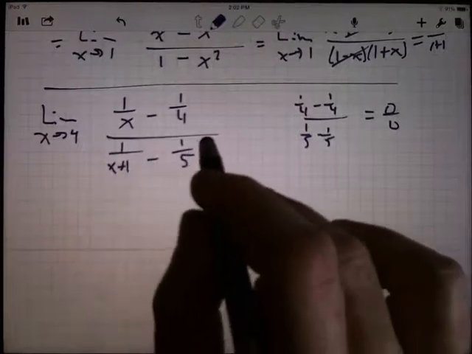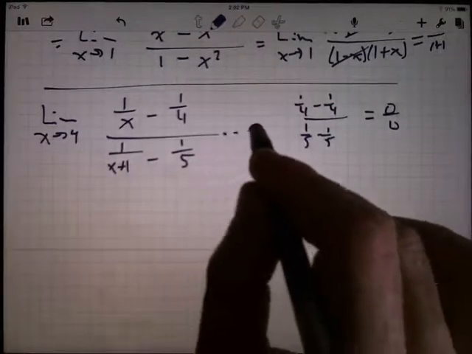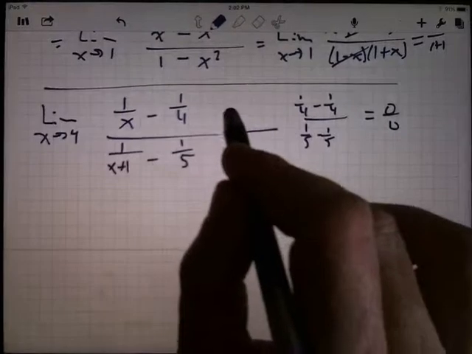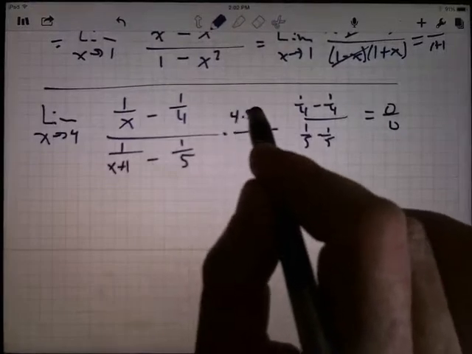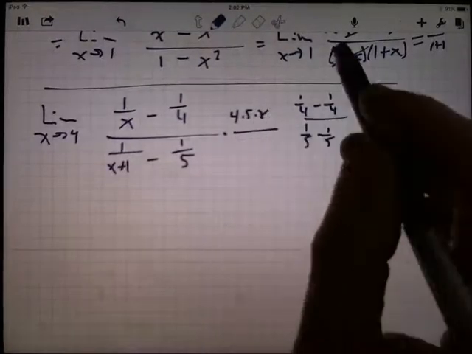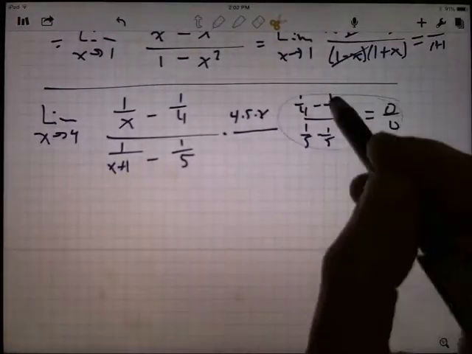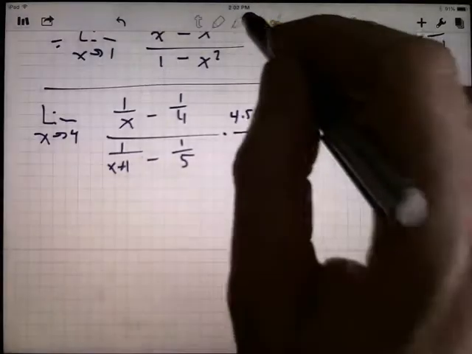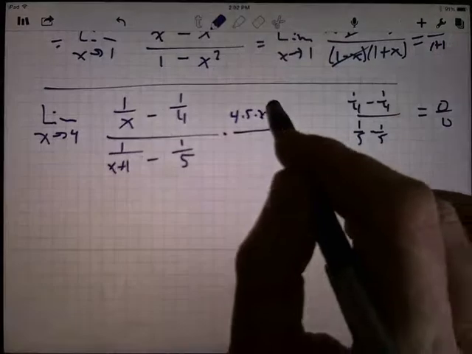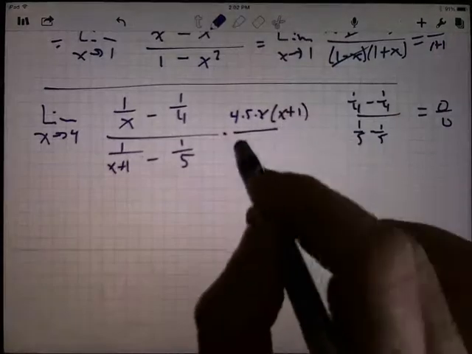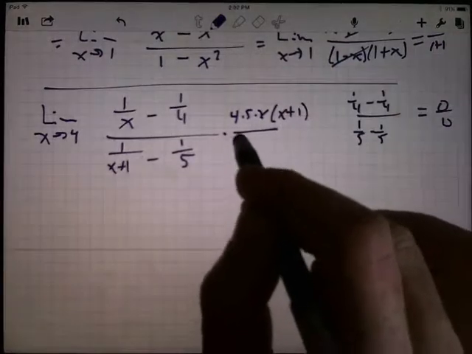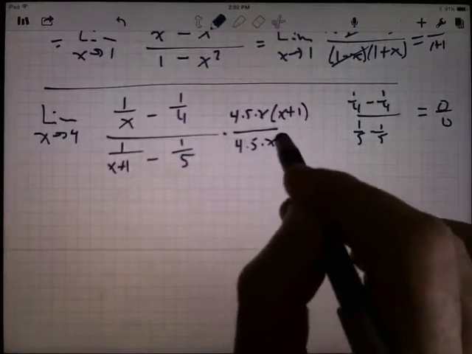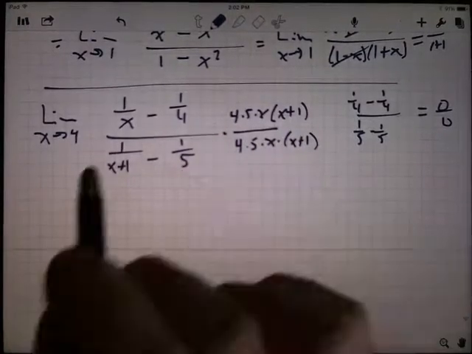So what I'm going to do is I'm going to multiply top and bottom by all the denominators. I'm going to multiply top and bottom by 4, by 5, by x, and by x plus 1. This is in my way. Let me move it over here. All right. There we go. All the denominators I'm going to multiply by: 4, 5, x, x plus 1. Okay.